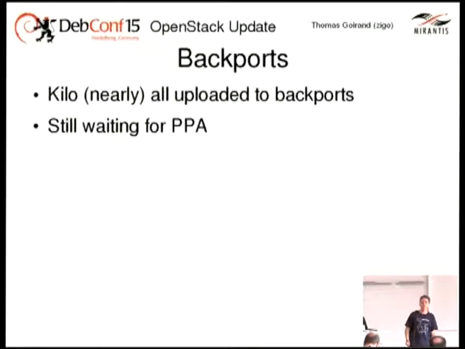Because currently, when the next version of OpenStack, which is called Liberty, is released, I'll have to overwrite Kilo in the backports. That's not ideal. So I guess you can still use snapshots.openstack.debian.org, but maybe not everyone is aware of it. So a PPA would still be a huge improvement for me.